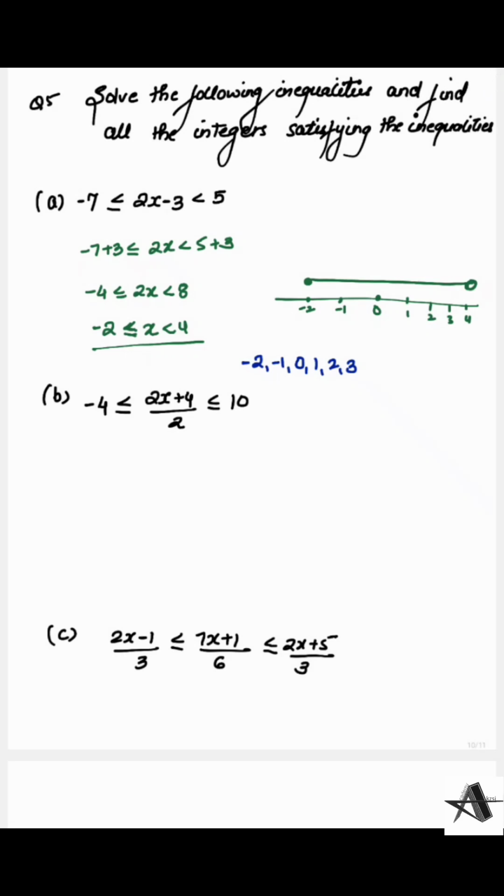That is what you have to do in this question. So these are all the integers lying between this range, or lying in this range. Simple, lying between these two values or lying in this range.